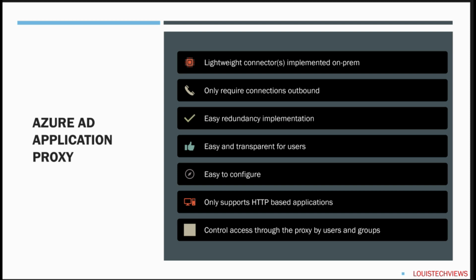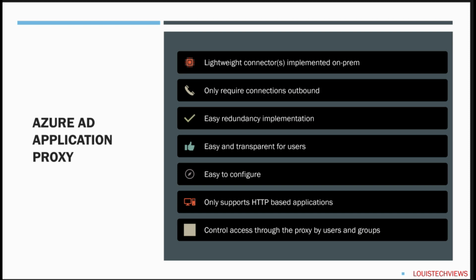So if you have other legacy non-web-based applications, you can't use it with this service, but anything that's HTTP-based, you can put the Azure AD Application Proxy in front of it and gain all of these capabilities. And also you can control access through the proxy by users and groups. So for example, on the application itself, group X may have permissions to log into the application and do whatever, but a layer in front of that, on the Azure AD Application Proxy side, you have to grant permissions as well. So you have to say, okay, this group of users is allowed to come in through the Azure AD Application Proxy and access whatever the application is.